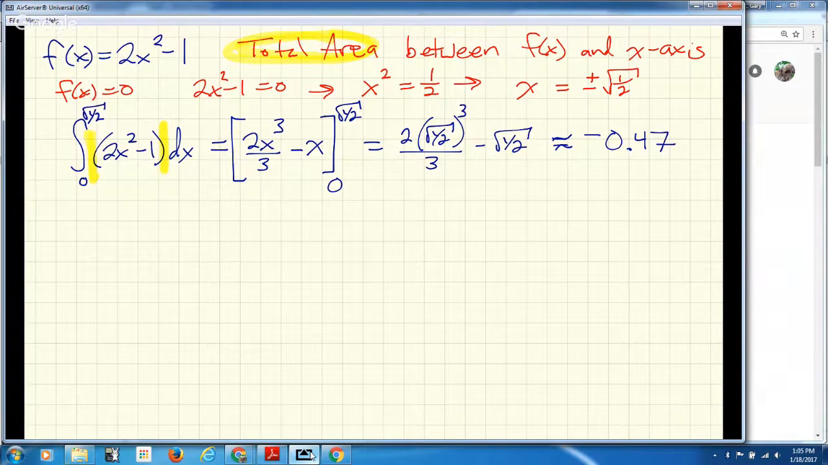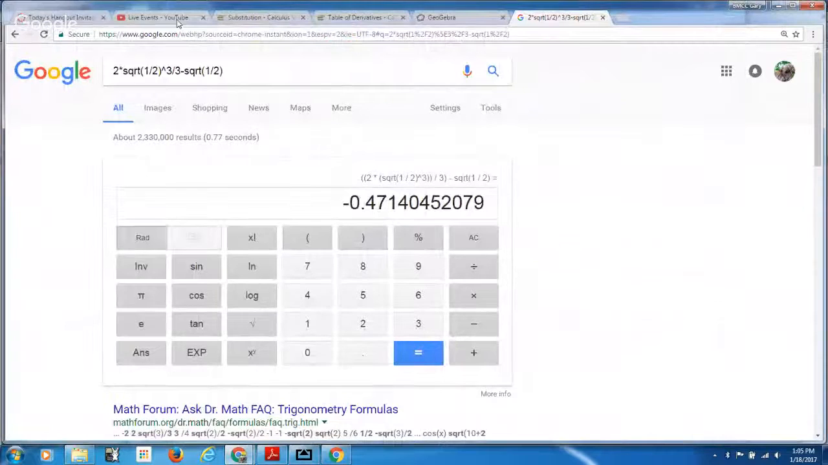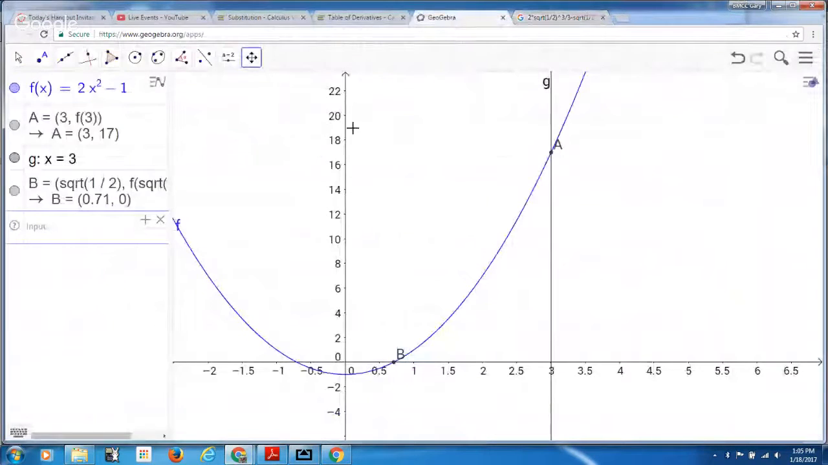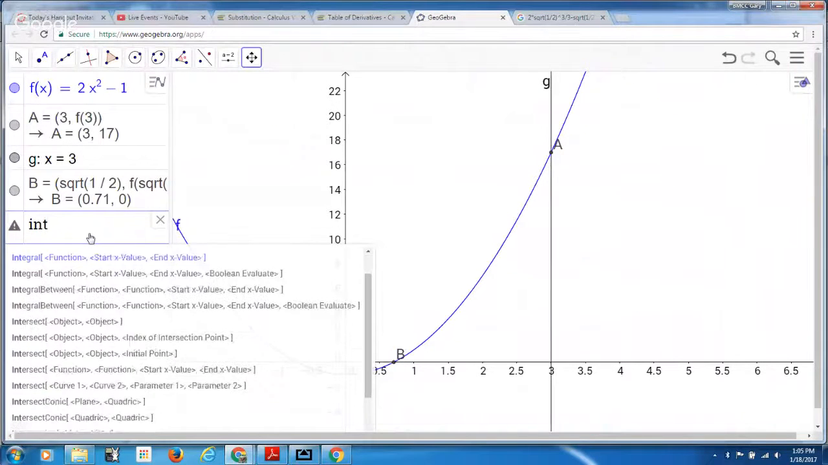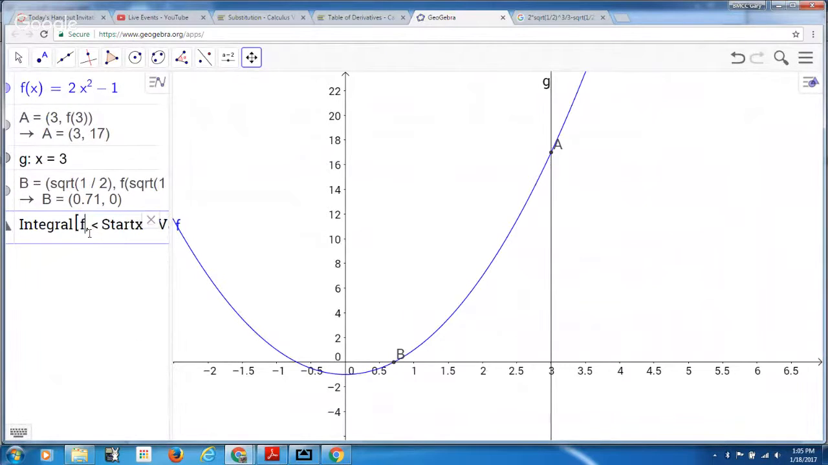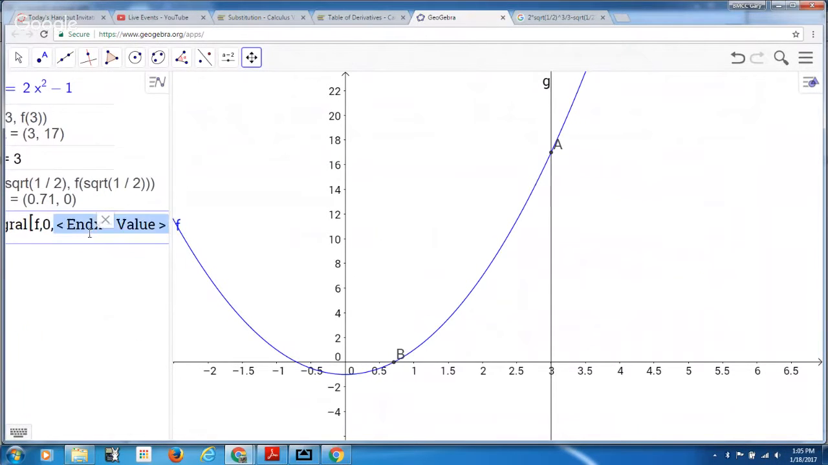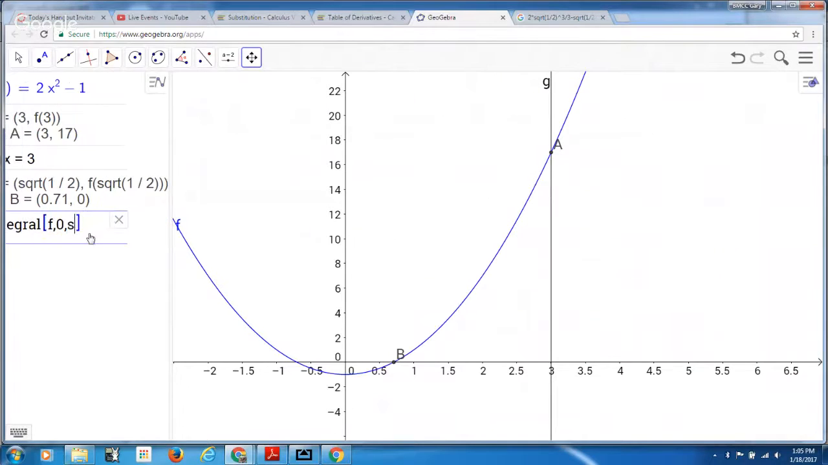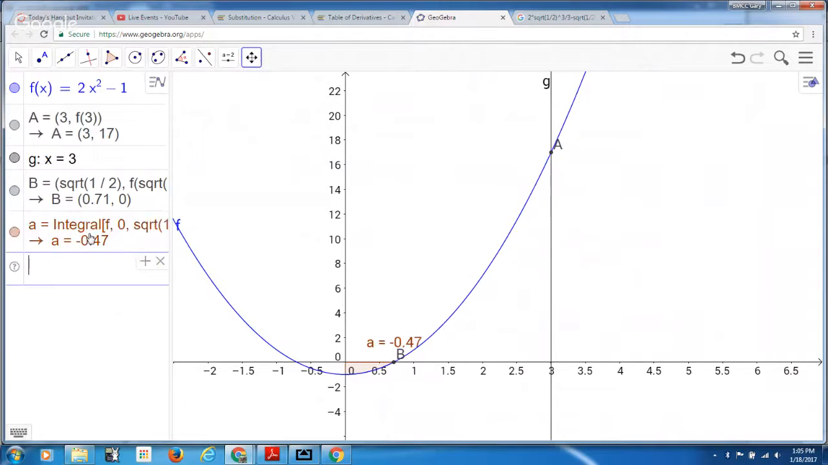All right. Double checking with GeoGebra, which does definite integrals. I can say, GeoGebra, please integrate, third option, the function f from 0 to the square root of 1/2, and enter. GeoGebra says, yeah, it's about negative 0.47. Notice it's shaded in down here.